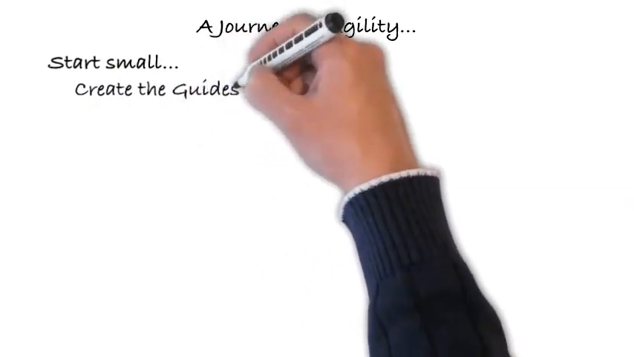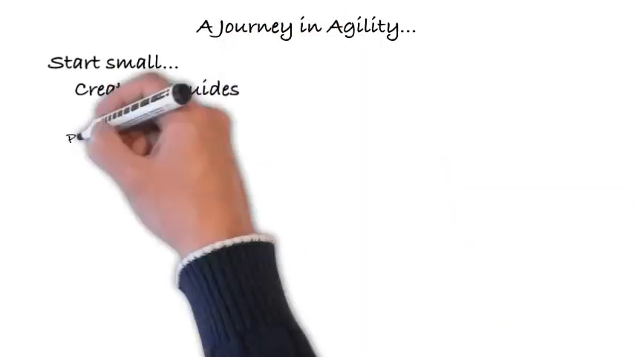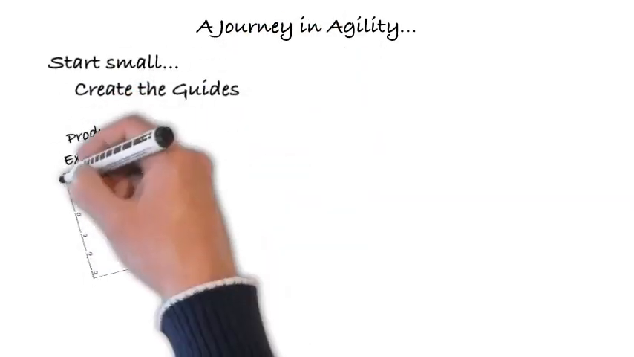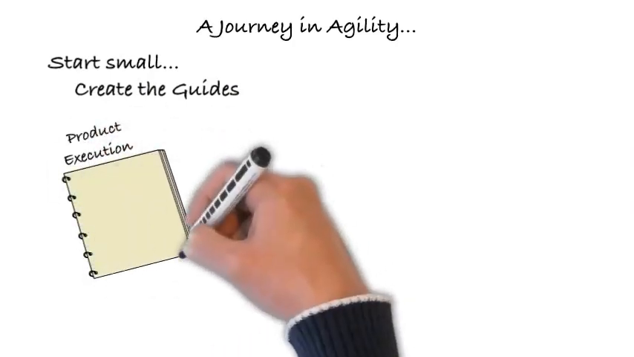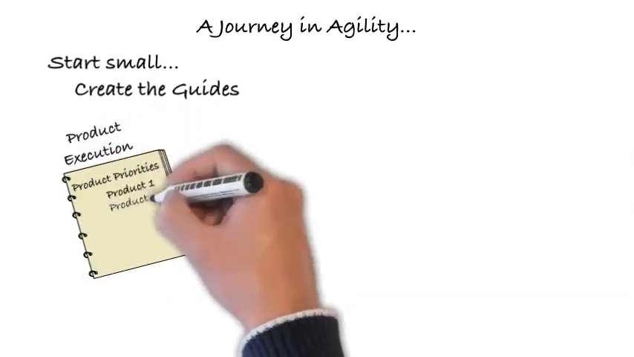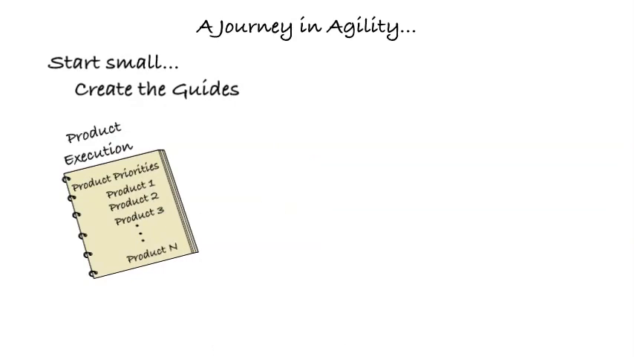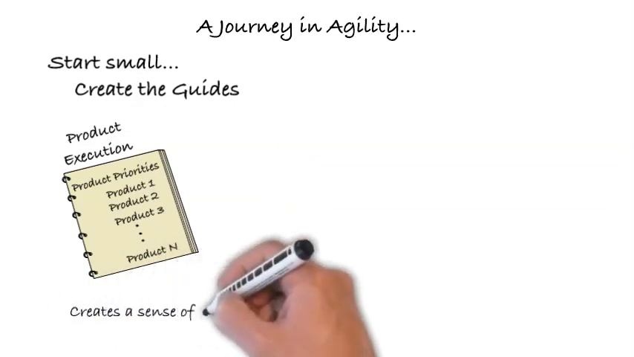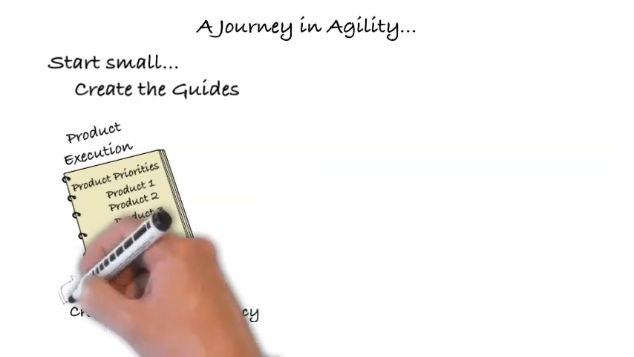We previously mentioned the 3 guides to agile transformation. Now is the time to start creating those guides. The first of these guides is the product execution guide. It consists of a prioritized list of the products. One major benefit is that it creates a sense of urgency in the organization.